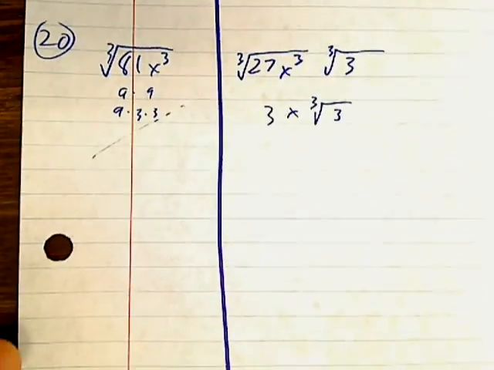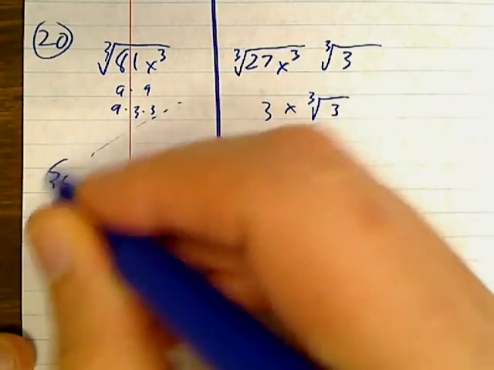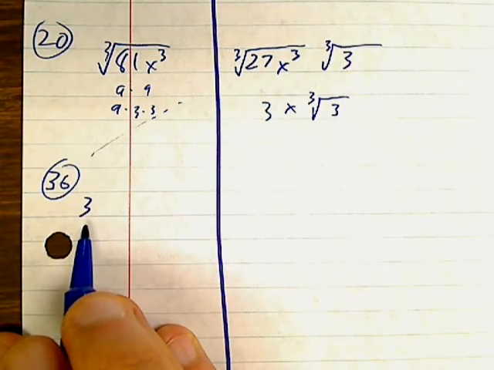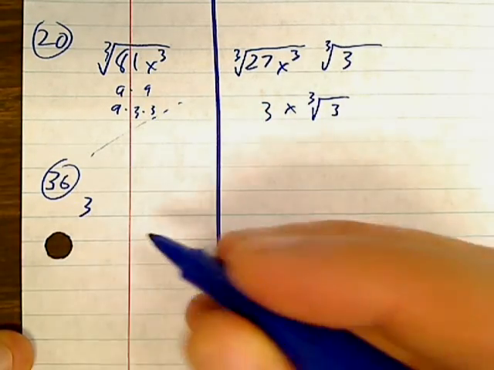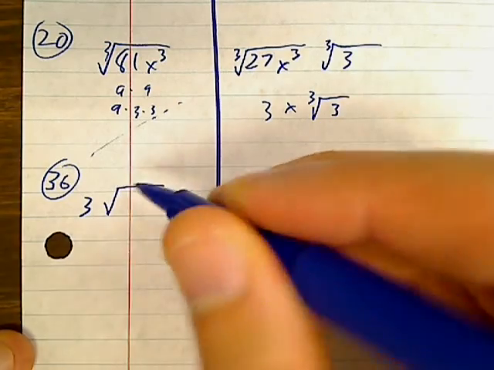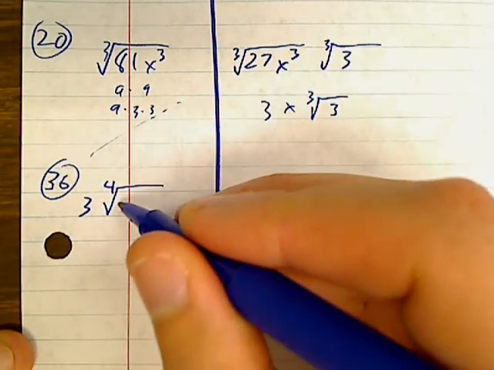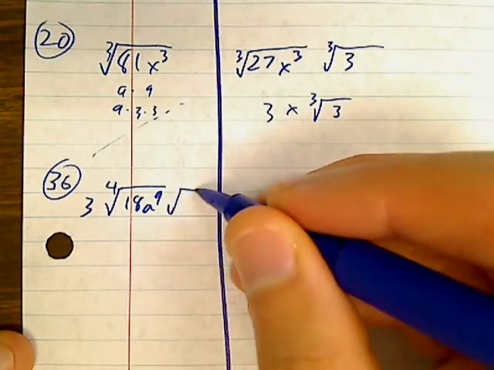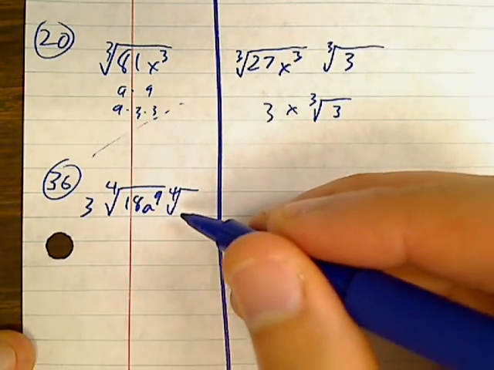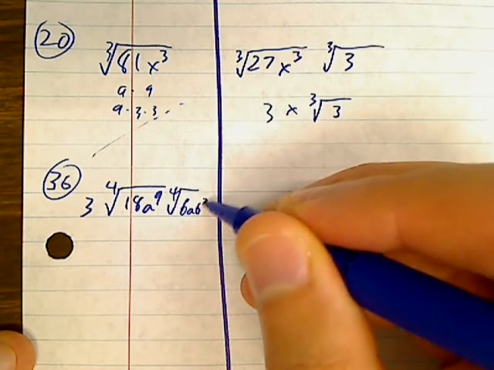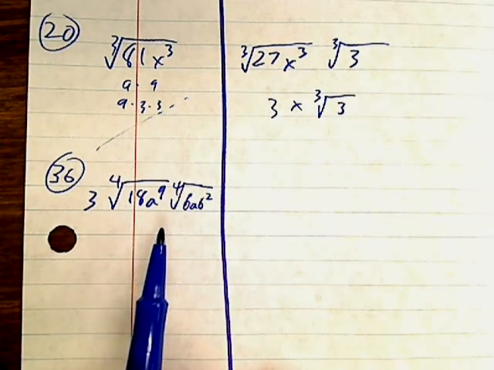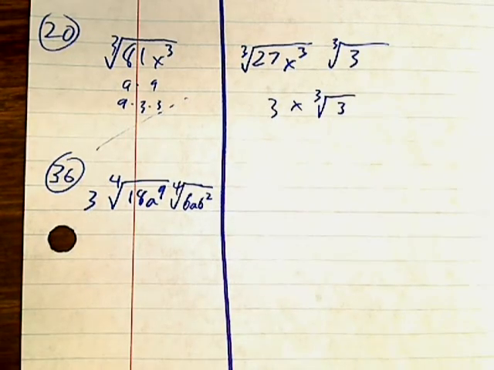Okay, let's try one more. Number 36. Okay, this is 3, some coefficient up front. We're just going to drag it along, kicking and screaming, times the fourth root of 18a to the 9th times the fourth root of 6ab squared. Okay, the fourth root of 18a to the 9th times the fourth root of 6ab squared. Go ahead and try that out.